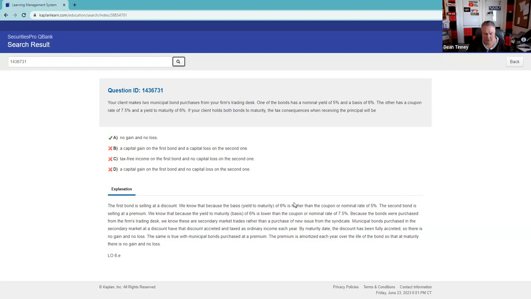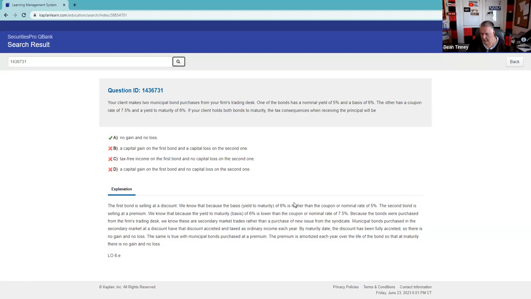The first bond is selling at a discount. We were able to figure that out because we know the basis is 6 and the coupon is 5. The second bond is selling at a premium. We know that because it's got a basis of 6 and a nominal of 7.5. Because the bonds were purchased from the trading desk, we know these are secondary market trades and not original issue discount. That's what that means.